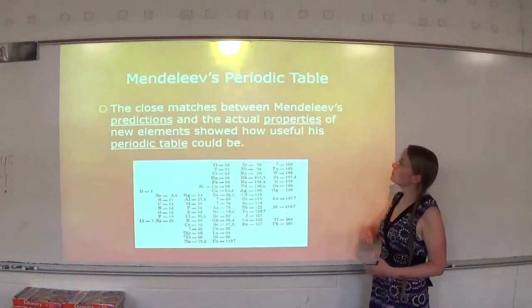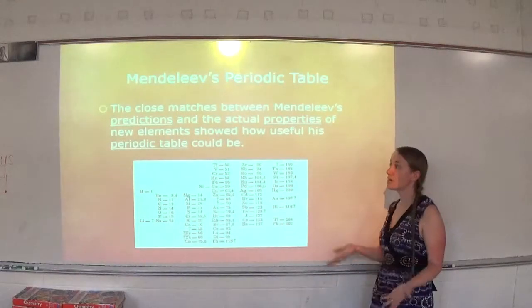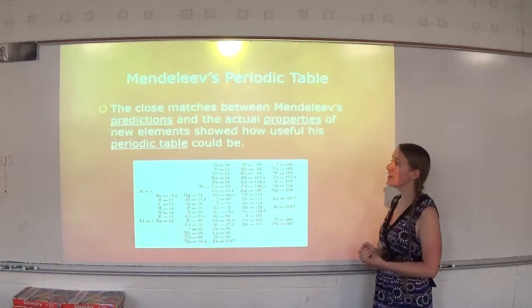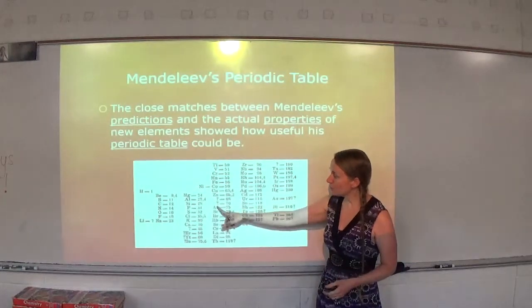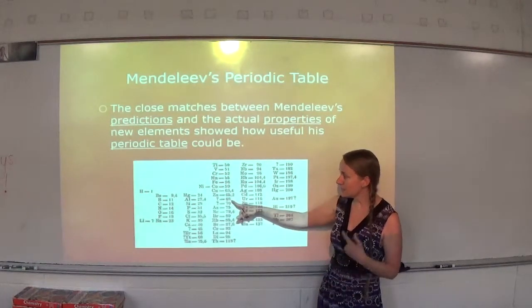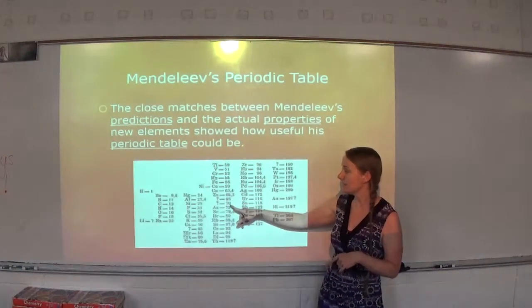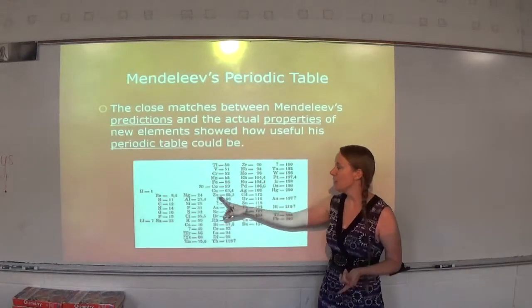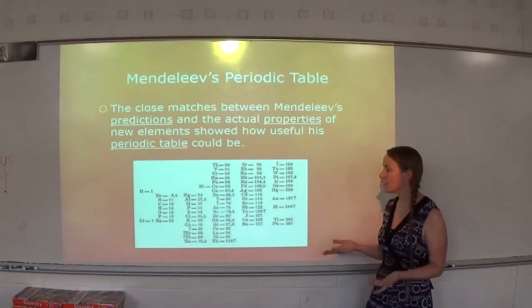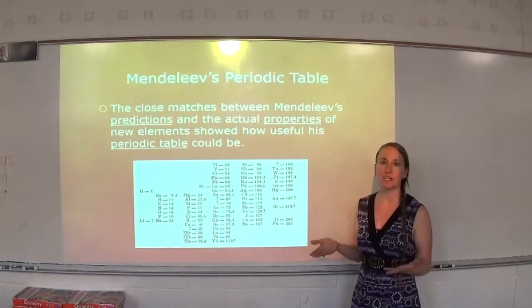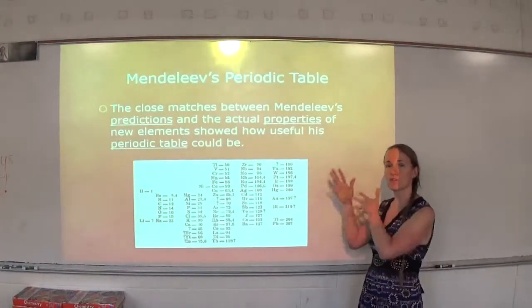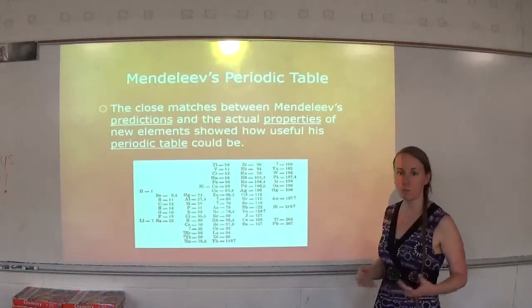The close matches between Mendeleev's predictions and the actual properties of new elements showed how useful his periodic table could be. For example, if you look right here, he has two question marks. He's guessing that this is going to have a mass of about 68 and this is going to have a mass of about 70, but he doesn't know what the elements are yet because they haven't been discovered. And so that's what his periodic table was based on: elements in order of mass and arranged by repetitive properties.